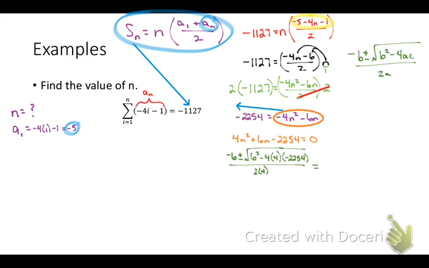So then I end up with negative 6 plus the square root of 36,100 divided by 8. Well, the square root of 36,100 is 190.